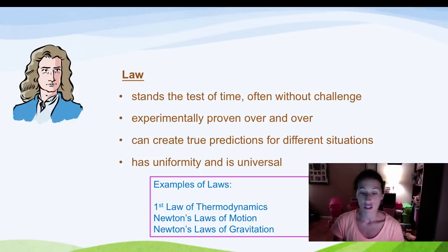A law stands the test of time, most often without challenge. It's experimentally proven over and over again, exponentially more than the data that supports a theory. It can create true predictions for different situations. It has uniformity, and it is universal. So a couple of examples are the first law of thermodynamics, Newton's laws of motion, and Newton's laws of gravitation.